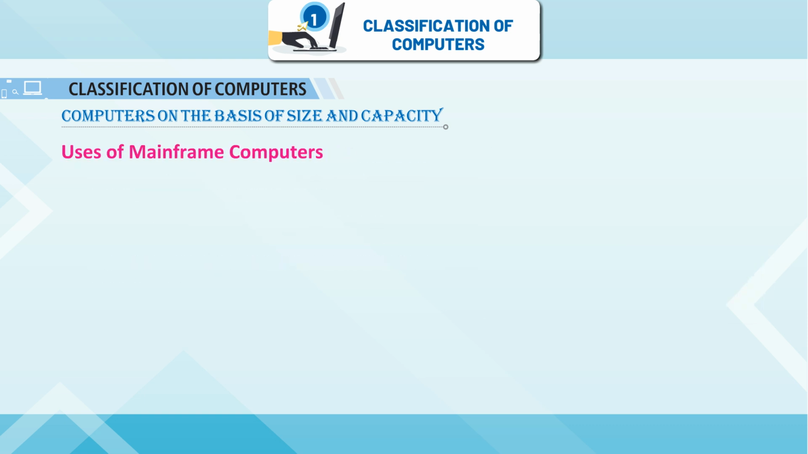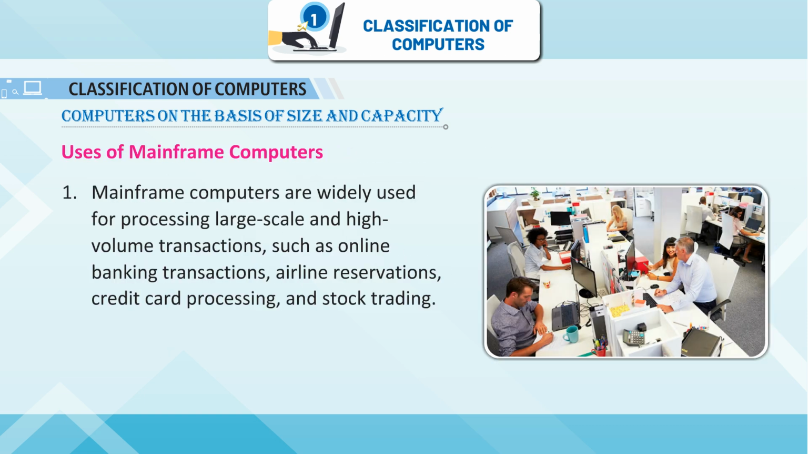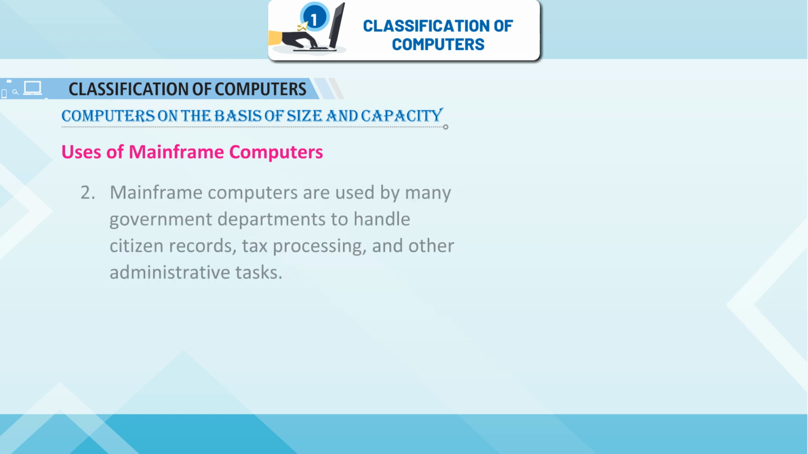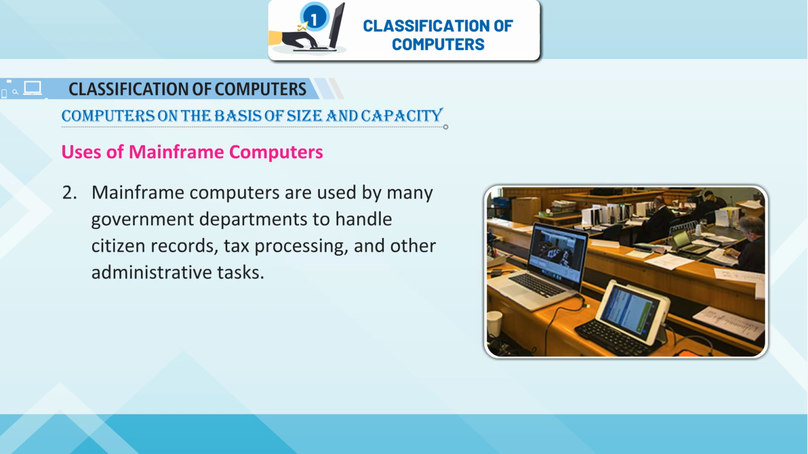Uses of mainframe computers. Mainframe computers are widely used for processing large-scale and high-volume transactions such as online banking transactions, airline reservations, credit card processing, and stock trading. Mainframe computers are used by many government departments to handle citizen records, tax processing, and other administrative tasks.